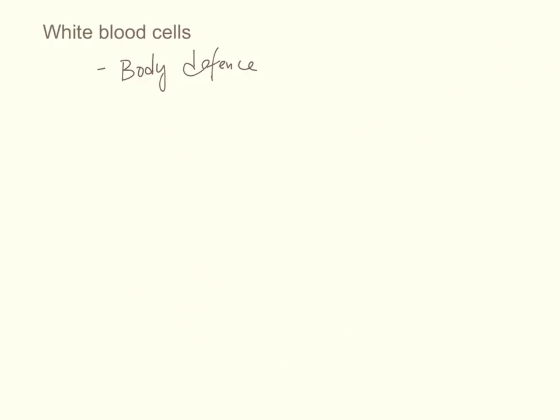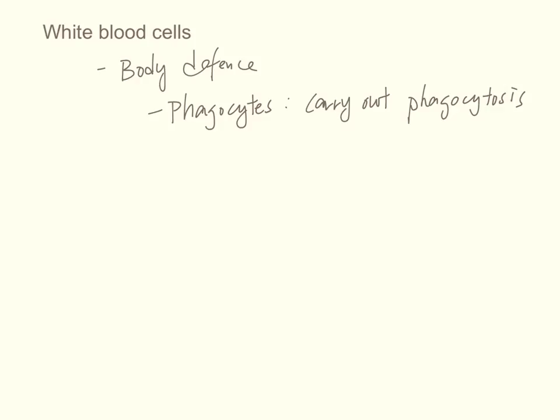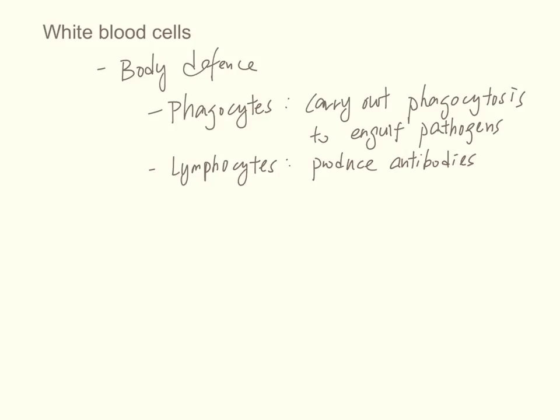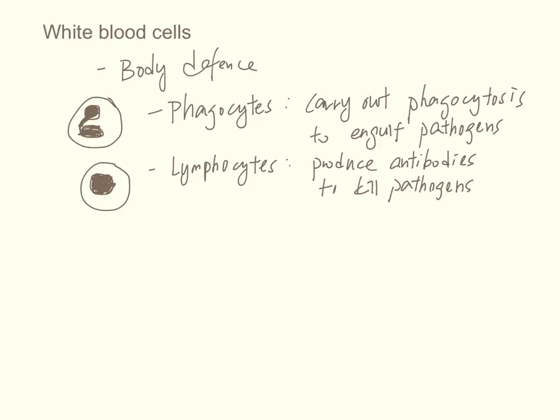There are two types of white blood cells, and they are both used for body defense. The phagocytes are helpful because they can carry out phagocytosis to engulf pathogens. The lymphocytes, on the other hand, are responsible for making antibodies to kill pathogens. Phagocytes have a nucleus that is lobed so that it can change shape easily. Lymphocytes have a large nucleus that is round.